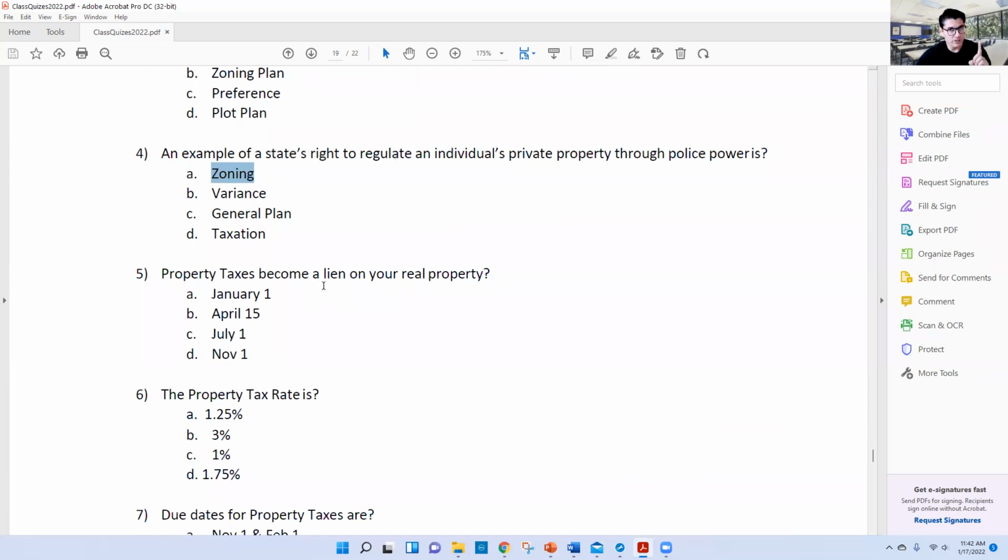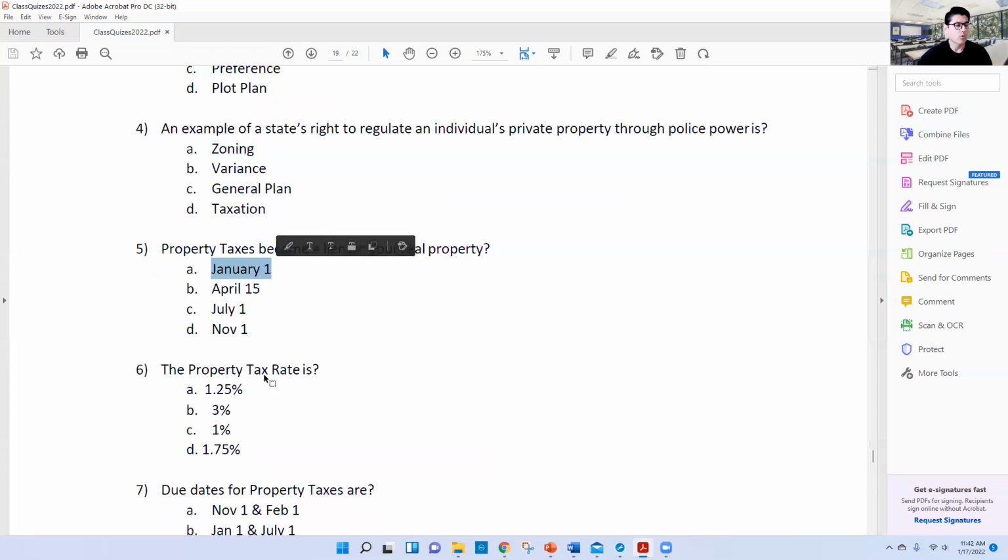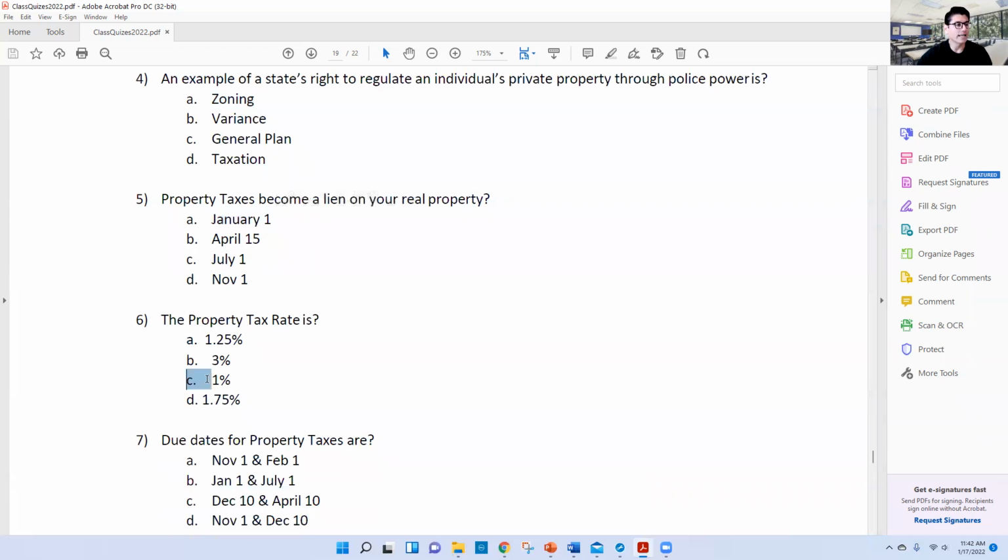Property taxes, not when they're due, but when do they become a lien on your real property? Every January 1. What is the property tax rate? 1%. Now, I do want to add something to this because a lot of people tell me, no, my taxes are higher. No, in California, your property taxes are 1% of your assessed value.